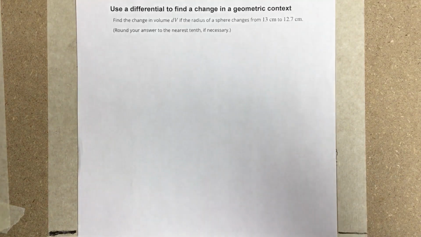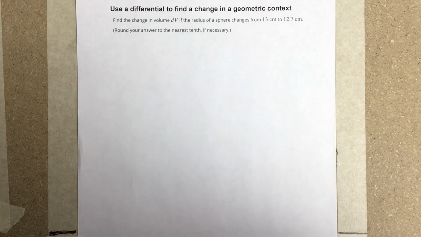In this video, we're going to use a differential to find a change in a geometric context. It says find the change in volume dV if the radius of a sphere changes from 13 centimeters to 12.7 centimeters.